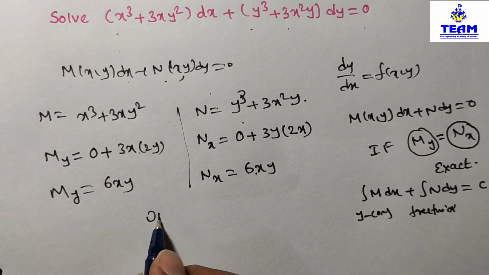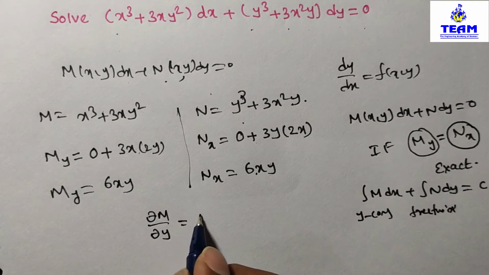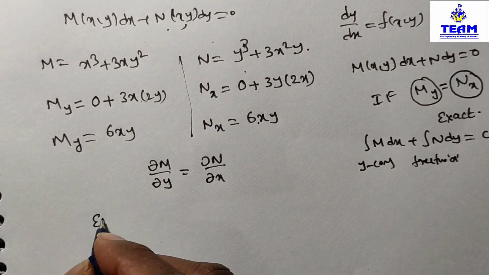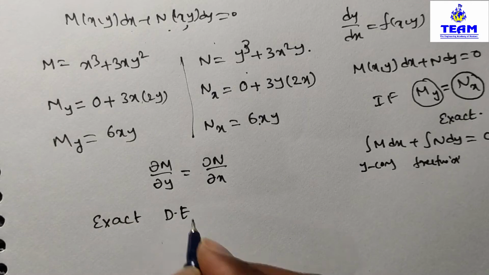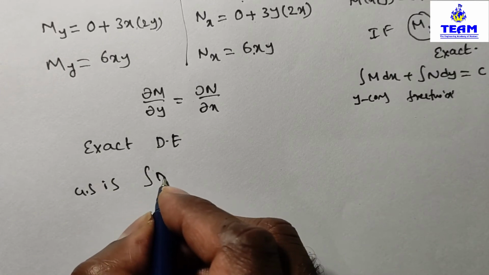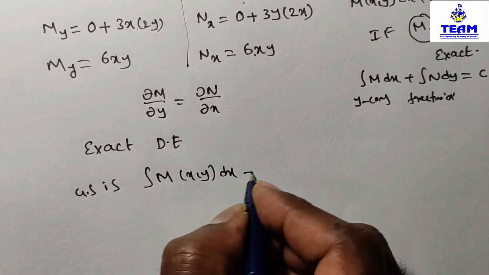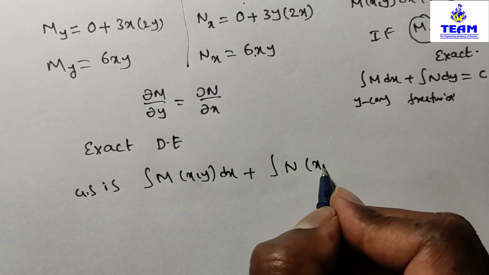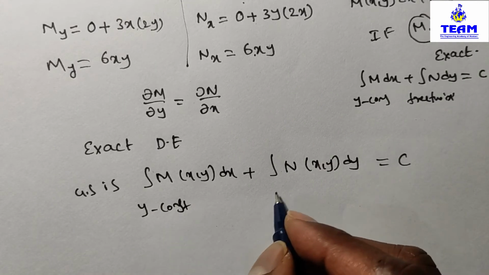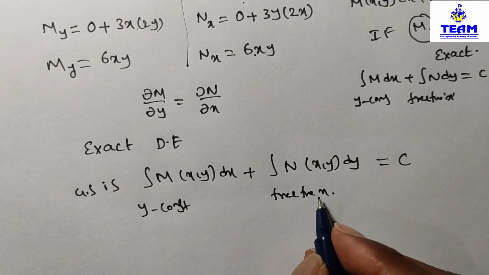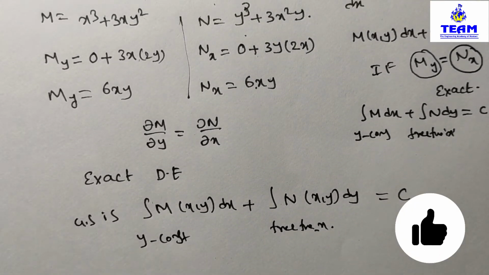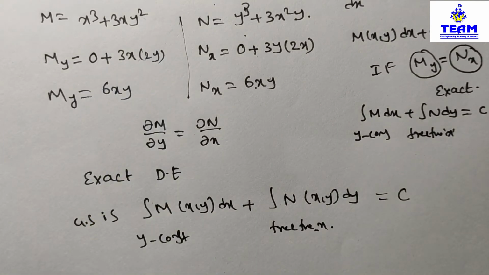By observation we can say ∂M/∂y equals ∂N/∂x. Therefore the given differential equation is an exact differential equation. If it is exact, then the general solution is the integral of M(x, y) dx plus the integral of N(x, y) dy, which is equal to a constant. Here y is a constant and the second integral is free from x terms. We are not taking x terms in this case. Now tell me what M is. Here M is x³ + 3xy². What about N?